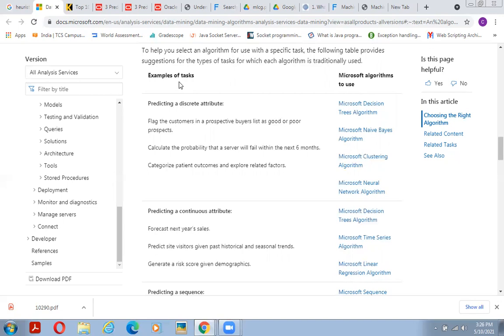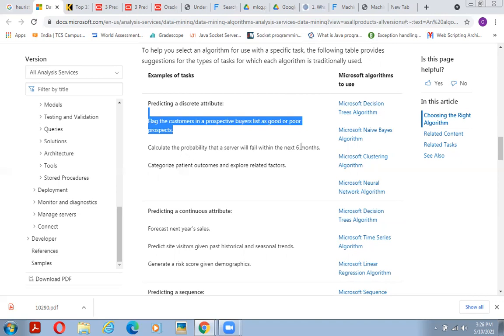Predicting, we are going for the examples of task. Predicting a discrete attribute, we have the Microsoft Decision Tree algorithm. So whenever we need a discrete attribute, we go for the decision tree algorithm. Examples of a discrete attribute can be flagging a customer in a prospective buyer list as a good prospect or poor prospect by his buying activity.